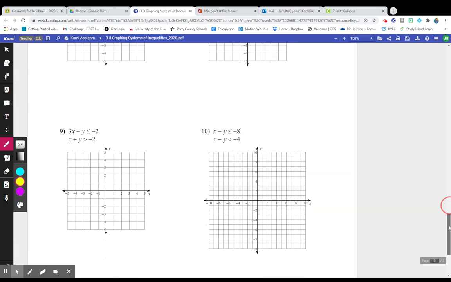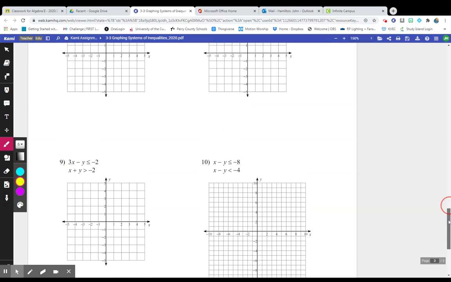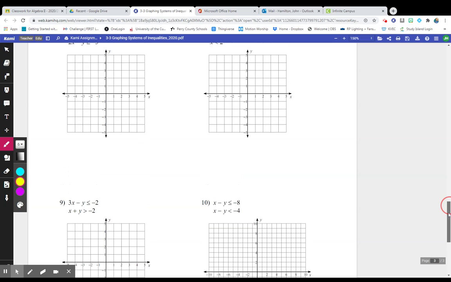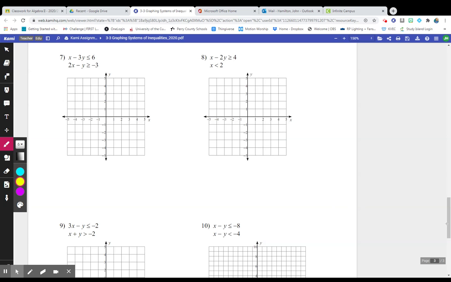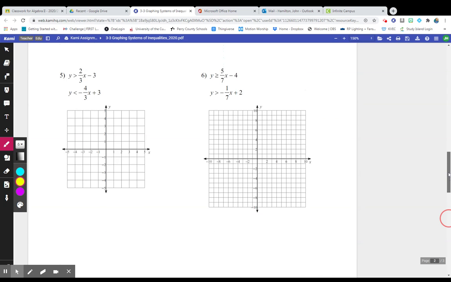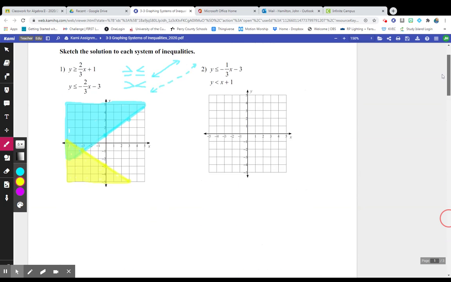There's only 10 questions here altogether. So make sure that you pay attention to what you're doing there. Make sure you graph everything. Some of you skipped these last time. Shame on you for doing that. All right. So make sure you do all 10 of these. I've already done one of them for you.